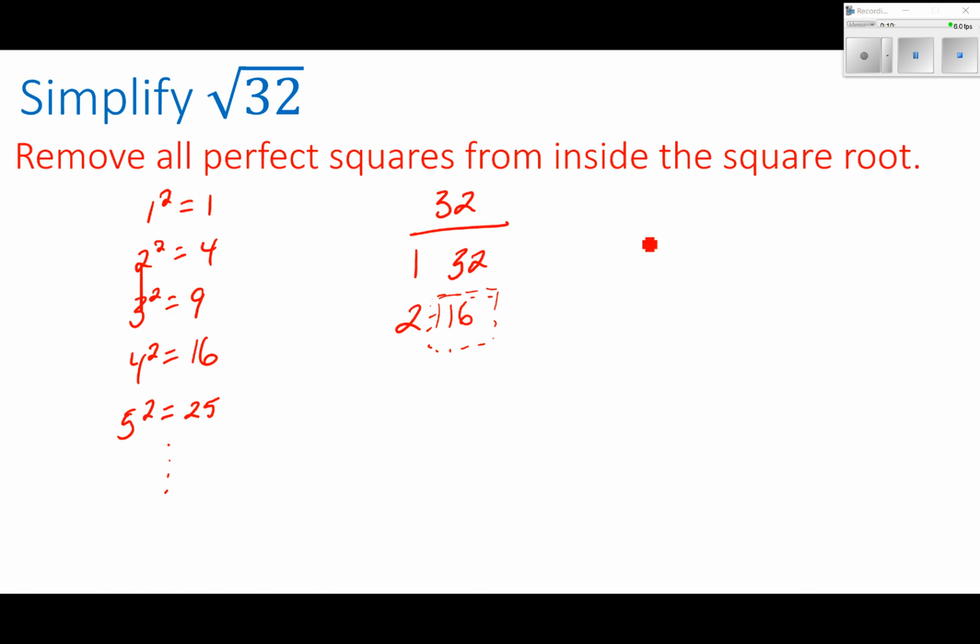So what I can do now, my root 32, I can break this up into 2 times 16, all under a radical. All right, that means the same thing. Square root of 32 is the same thing as the square root of 2 times 16. But now with square roots, I can completely separate these and say this is square root of 2 times square root of 16.